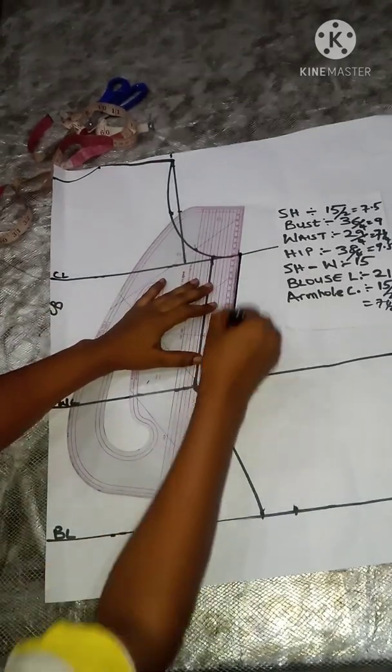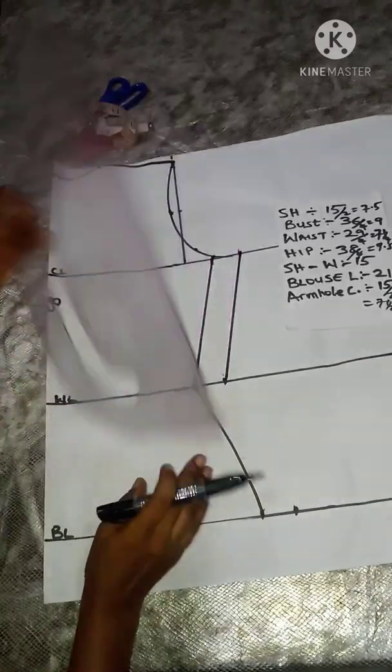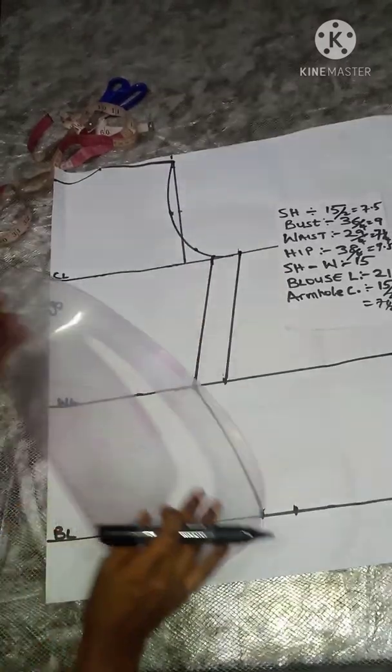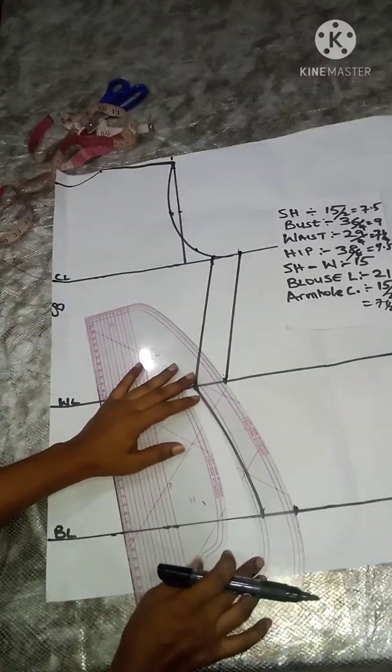So I will do the same thing for the seam allowance. Can you see it? And then also connect this.